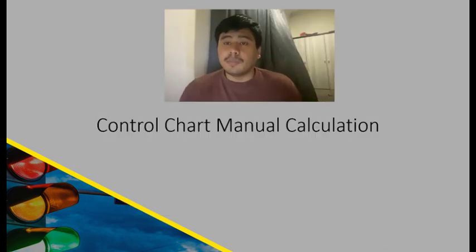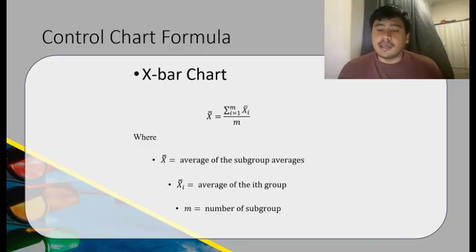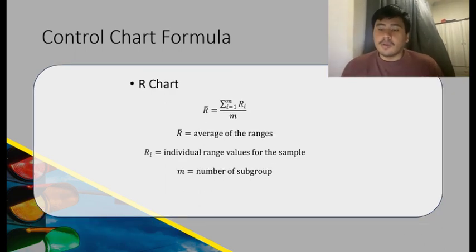Next, I will explain my part, which is the control chart manual calculation. For the X bar formula, we can see it consists of the average of the subgroup averages, the average of the ith group, and the number of subgroups. Meanwhile, for the R chart, we take the individual range values for the sample and average them over the number of subgroups.